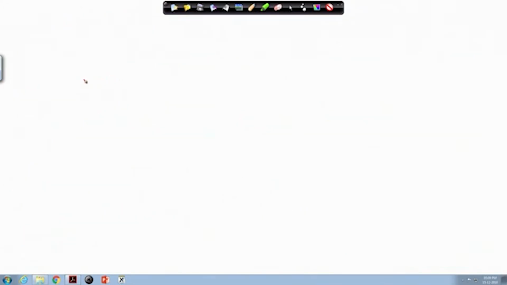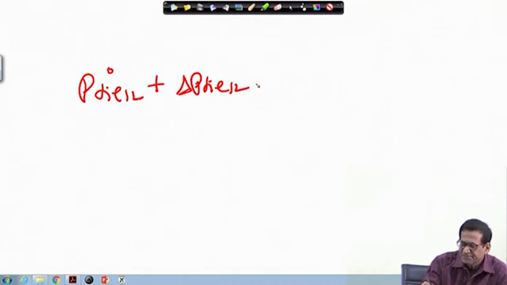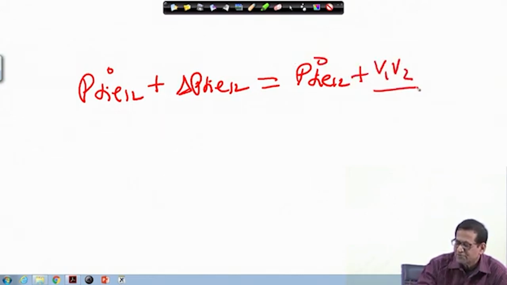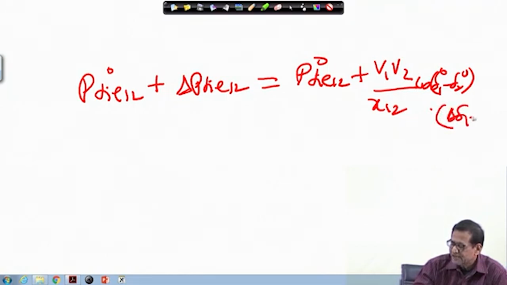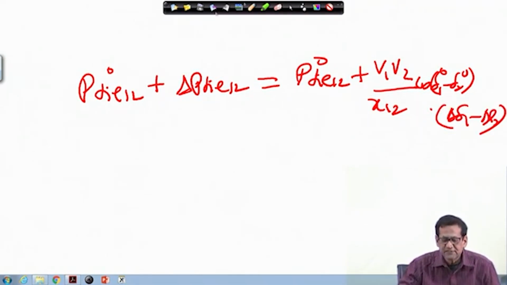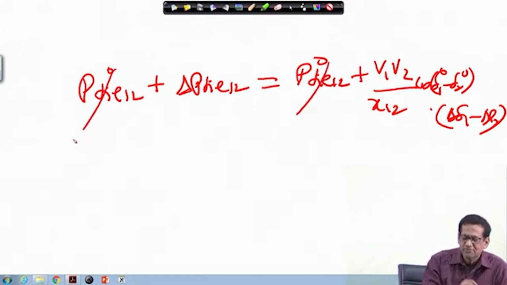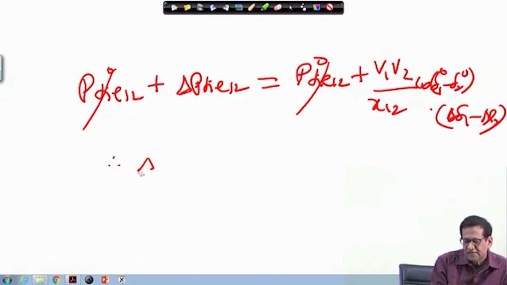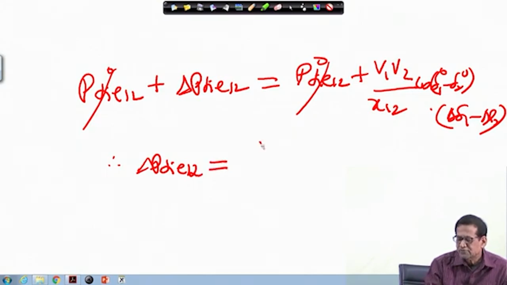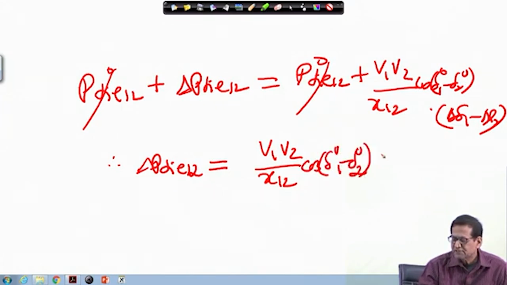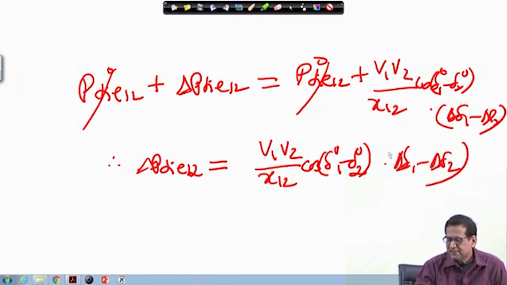So, we can write ΔP_tie12 = P_tie12^0 + (V1 V2 / X12) cos(δ1^0 − δ2^0) (Δδ1 − Δδ2). So, this is your expression. Now if you look into this, the first term will be cancelled. Therefore, your ΔP_tie12 is equal to (V1 V2 / X12) cos(δ1^0 − δ2^0) (Δδ1 − Δδ2).